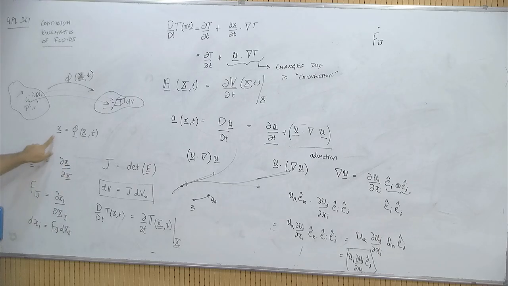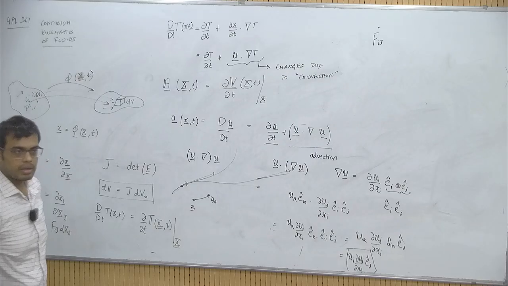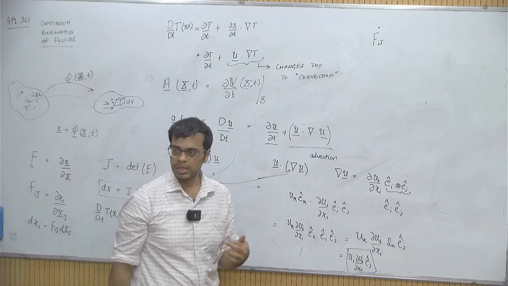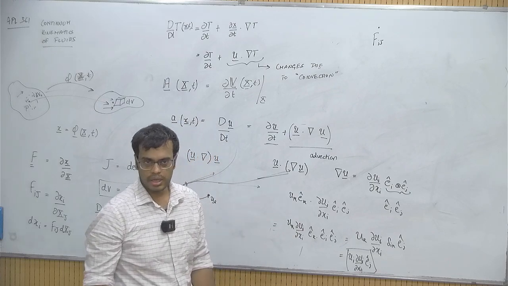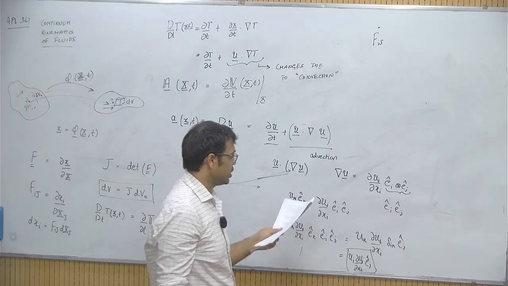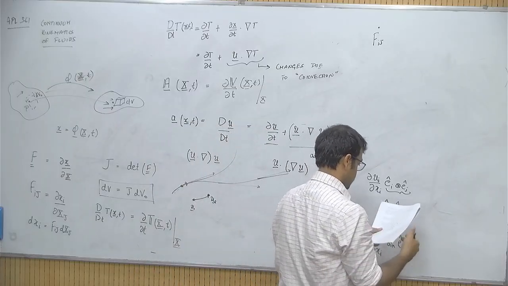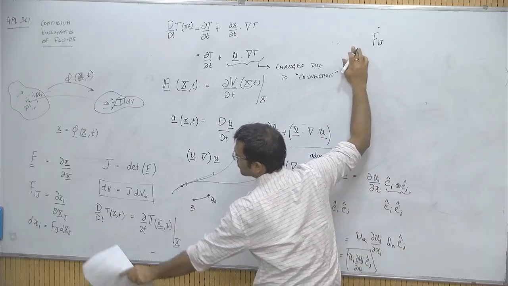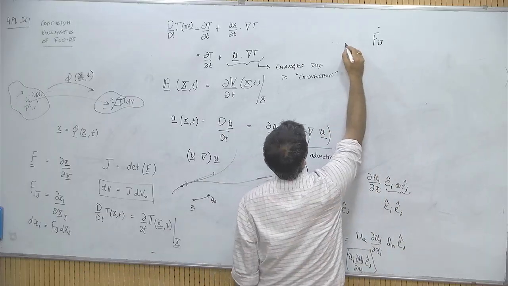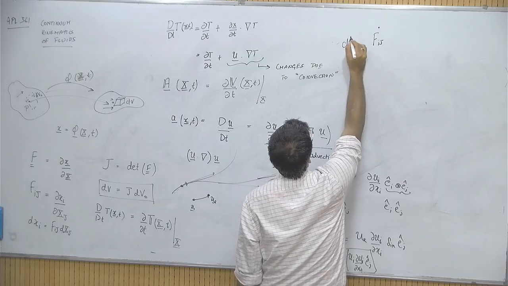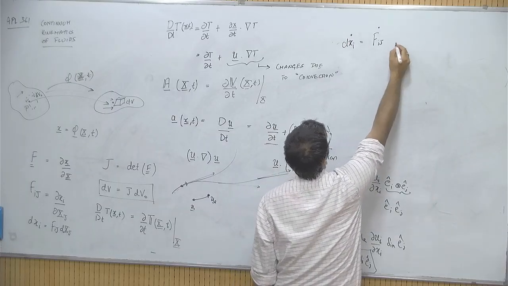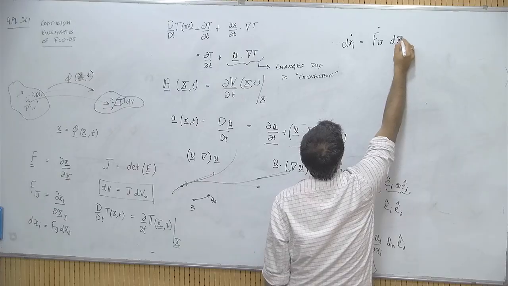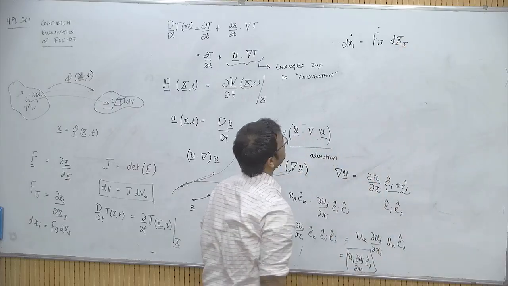You are differentiating something that is a function of material coordinates with respect to material coordinates, so the resulting terms will be functions of material coordinates and time. So, you are trying to differentiate Fij with respect to time. The way this is defined, you can define it using this equation, and what we say is that dxi dot is given by Fij dot times dxj.